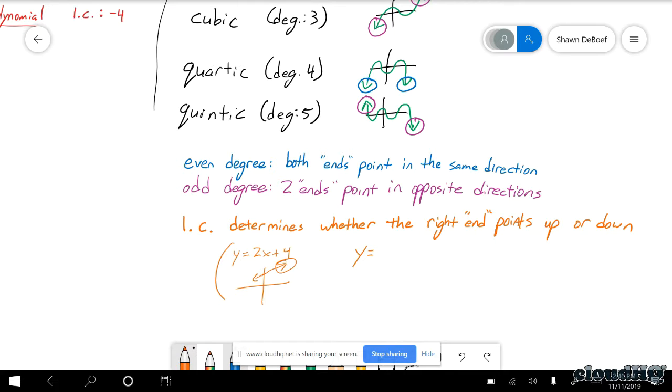But if we had a negative slope, it'd be going downhill from left to right, so the right end was pointing down when it had a negative slope. Same thing's true with parabolas. 2x squared plus 3, for example. The right end is pointing up. So you can use the leading coefficient to know what's going to happen to the right side of your graph.